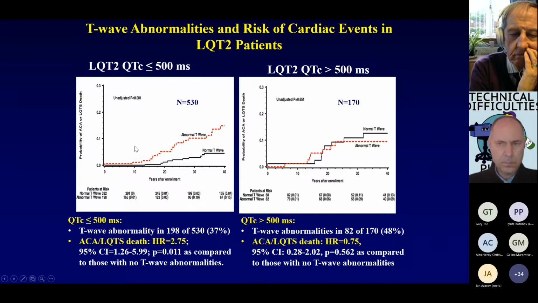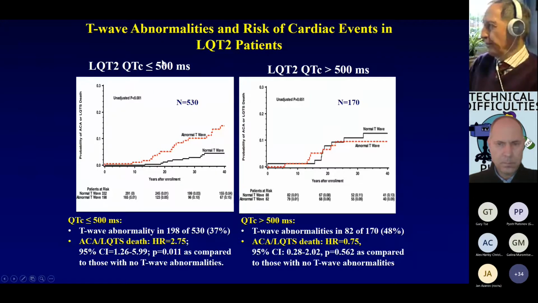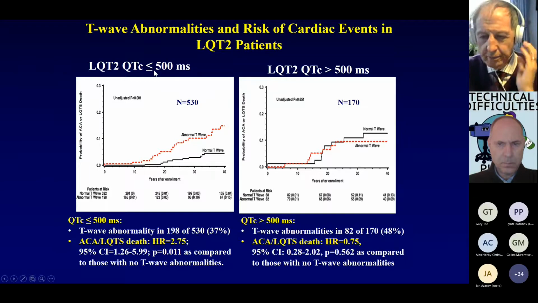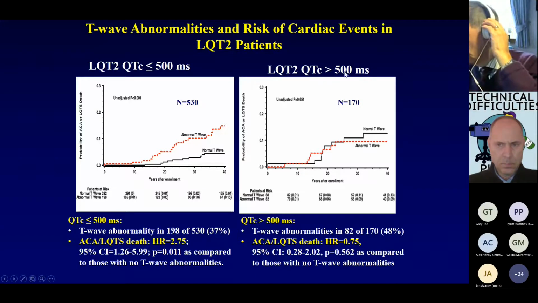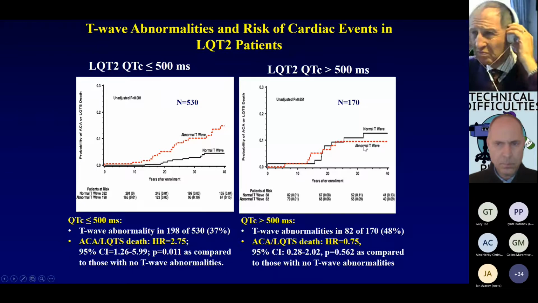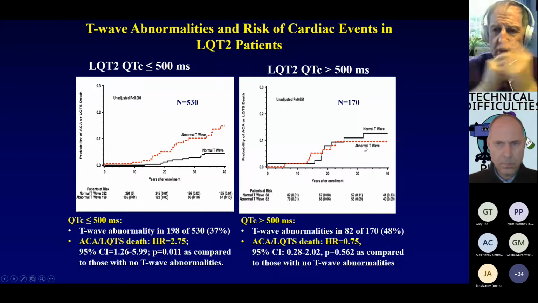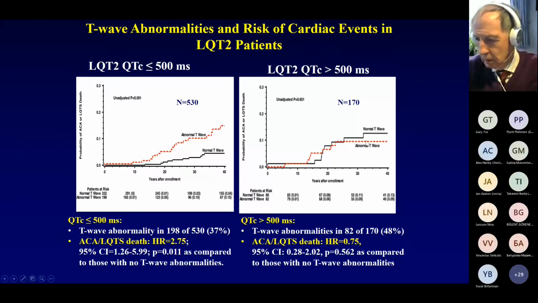And as you see over here, presence of abnormal T-waves in those with QTc shorter than 500 was associated with increased risk of events. Whereas among people who already had very prolonged QTc, the addition of normal or abnormal T-wave information didn't really change prediction. So below 500, we are gaining. Above 500, we are not gaining that much because we already know that risk is very high.